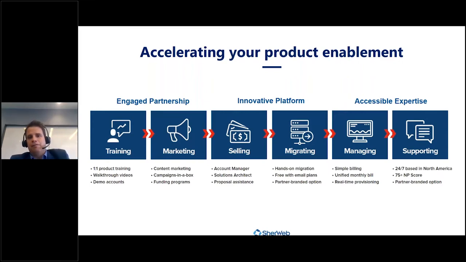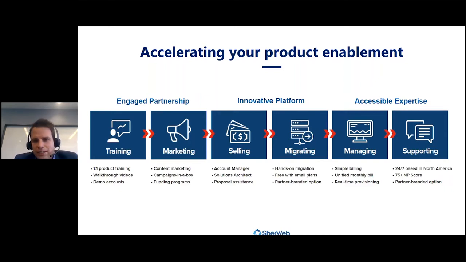And finally, the innovative platform is really around the management. SureWeb has developed a proprietary in-house partner portal called Cumulus. In this portal, it's really where you do all of your day-to-day operations: create new accounts, create users, assign licenses, make changes, do your billing, and create support tickets.